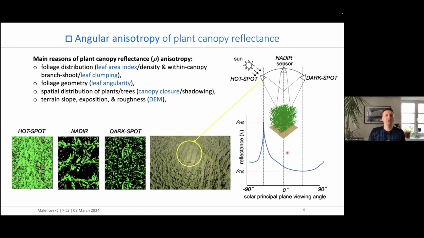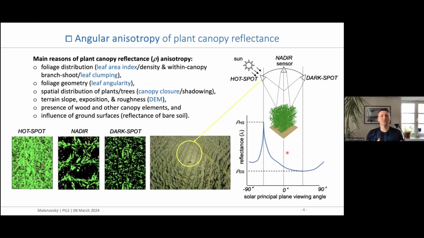Complementary to that, we as well have to take into account that there is a roughness of the terrain, even though many fields are rather flat, but they can be on a slope, having certain exposition, and that as well impacts the anisotropy. And finally, there are not only plants. Sometimes in the field you can have debris, you can have a litter. There can be as well exposed bare soil. So influence of the other canopy elements and ground surfaces is part of all that.